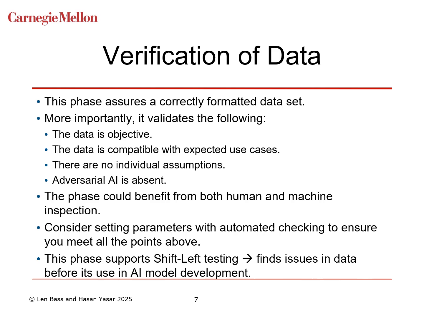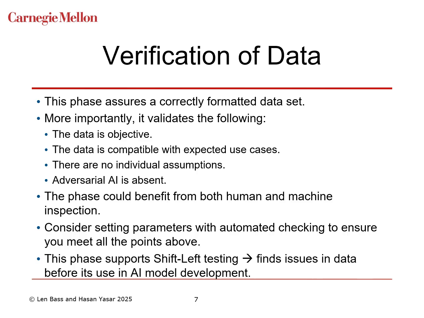You do not have antagonistic AI, so it's possible to put data in that allows various types of attacks, and you don't want to have that. And that's all part of the verification phase. And again, there are both human inspections of the data and machine inspections of the data. And you might set parameters with automatic checking to assure that the points above are done. So there are tools to support this.